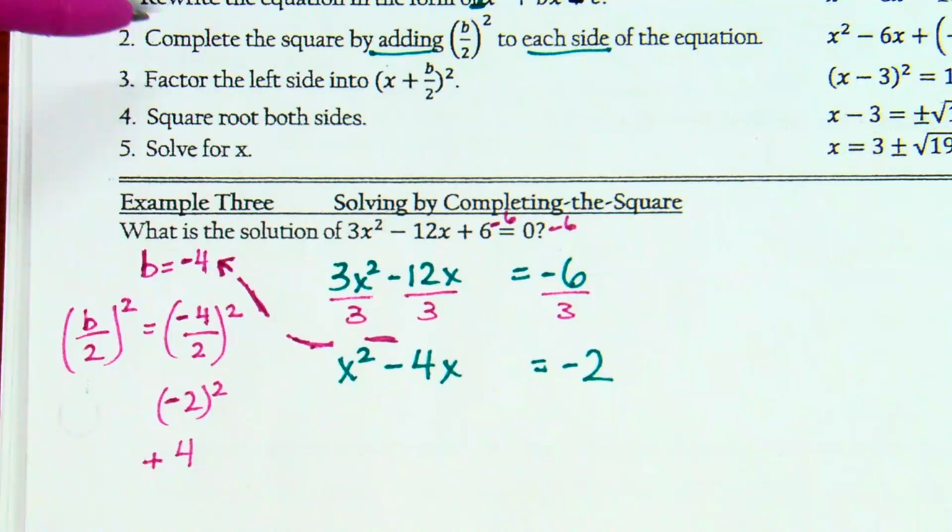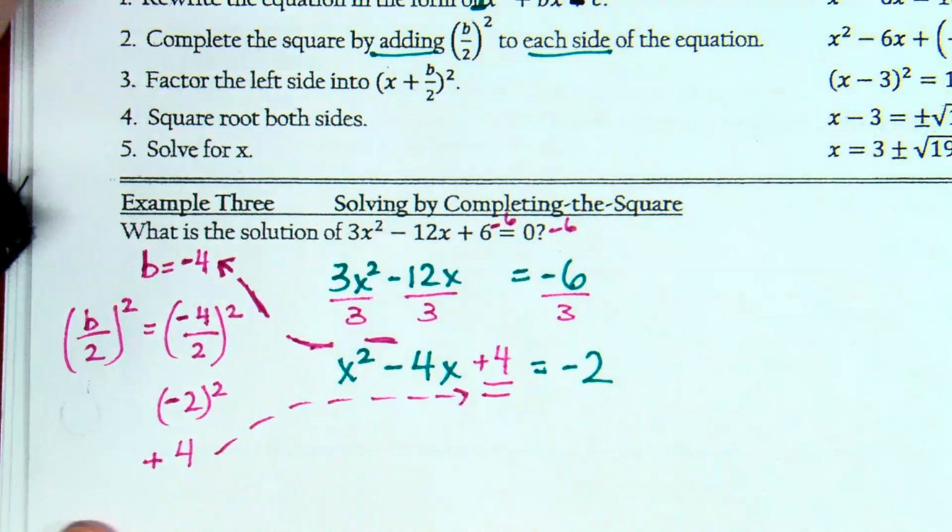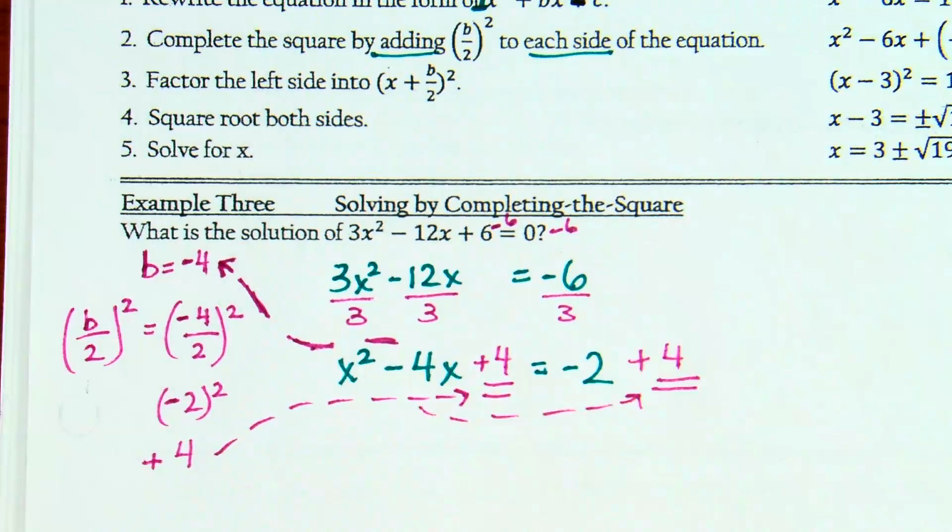Thus, when I said I'm leaving a gap earlier, guess what? That's where I'm putting my plus 4. And if I add it on the left, we got to add 4 on the right. Okay? That's step 2. Step 3, 4, and 5 is exactly what we just did up above.